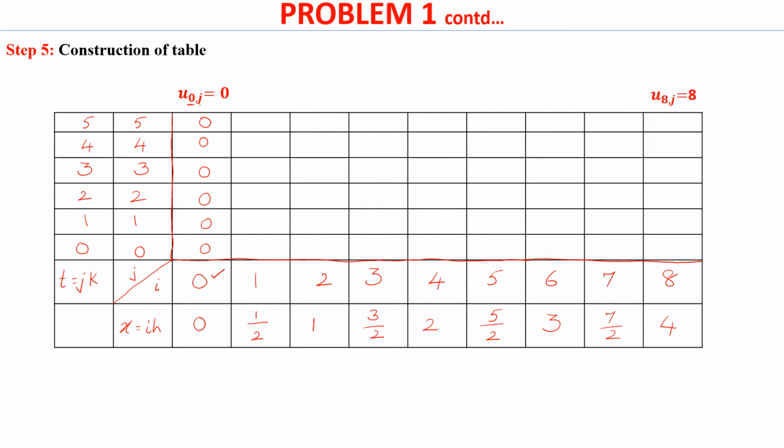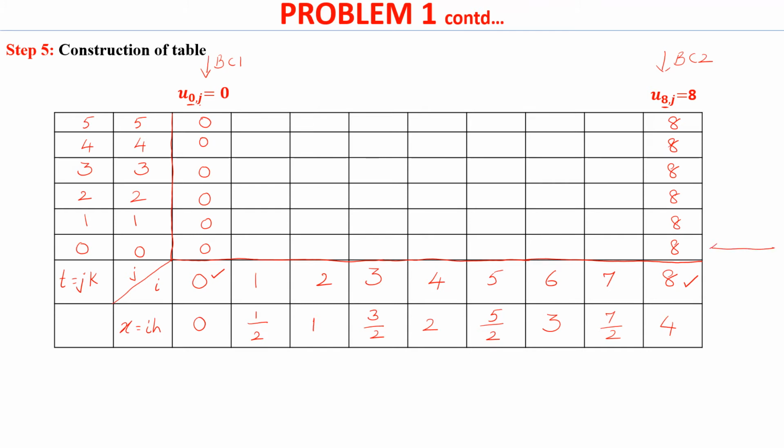The second boundary condition, look at this. It is u8 comma j, which is 8. That means for I equal to 8, for all values of j, the value is 8. So we have filled up the last column with the number 8 for all the cells. So we have filled up 2 boundary conditions. So this was our first boundary condition and this was our second boundary condition. Now what do we have to do? Fill up the initial condition.